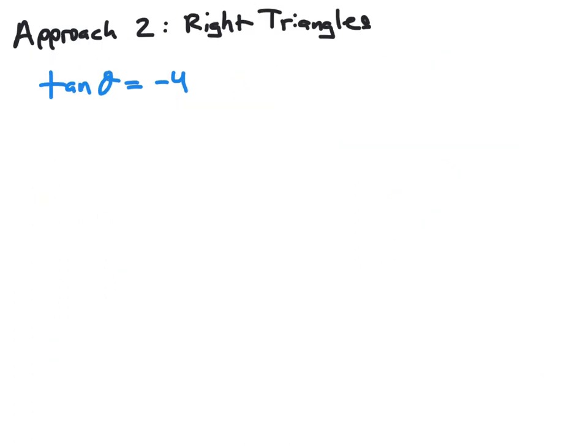In order to use right triangles to solve this problem, we need to think of the tangent of theta as a ratio of two sides of a right triangle. We're told that tangent theta is -4, and so we need to think of this as a ratio. And so I'm going to think of this as the ratio of 4/1. Of course, any other ratio that is equivalent to 4 will work as well.